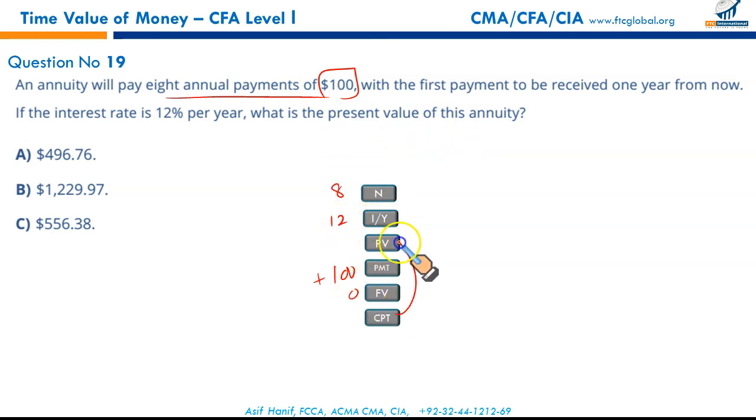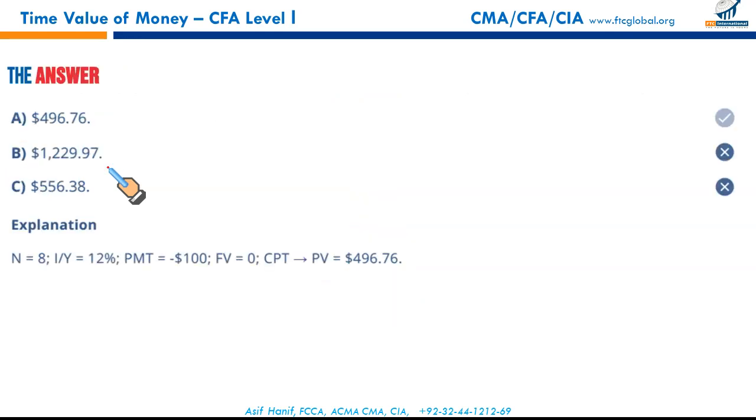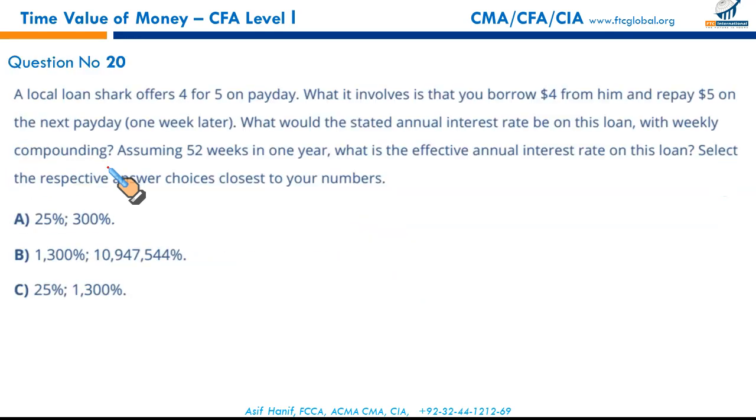Future value is 0. Punch in these numbers and simply press CPT PV. You get your result, and it should be 496.76. I hope it's working. You have your calculator with you. You just need to punch in the numbers, and we will save time for more challenging questions. So A is the result.